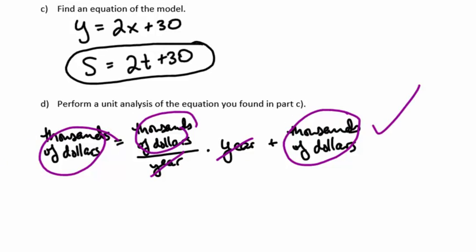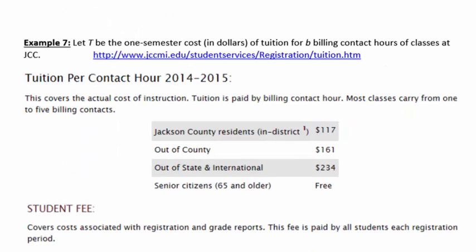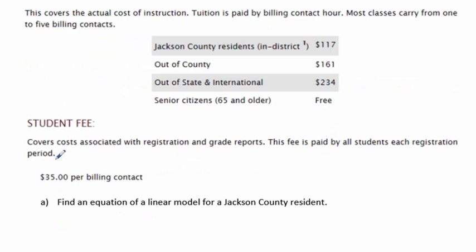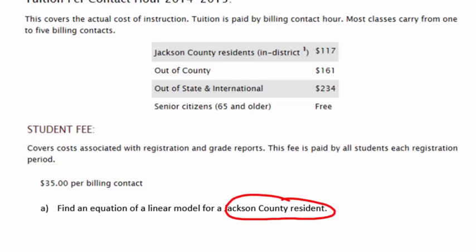Let's look at the next example. Let T be the 1 semester cost of tuition for B billing contact hours for classes at JCC. So we've got a table here of the cost of tuition per contact hour. And a note below that student fees are usually $35 per billing contact. We want to find a linear model for a Jackson County resident. The first thing to do is to consider what the slope would be. So both of these quantities have to do with billing contact hour. So the slope is going to be a combination of the 117 and the 35.